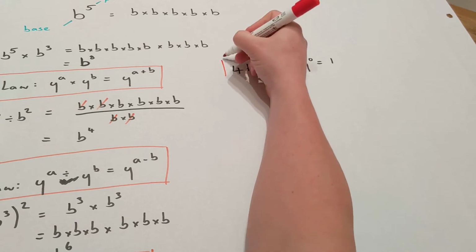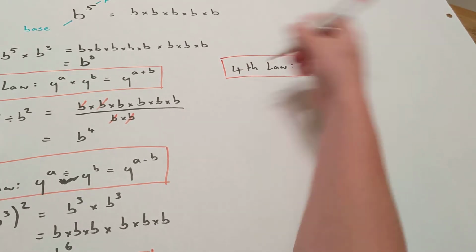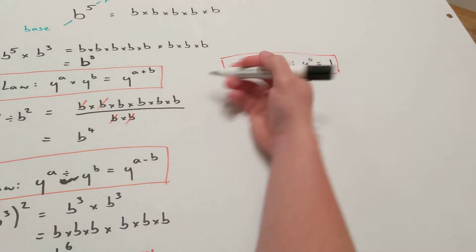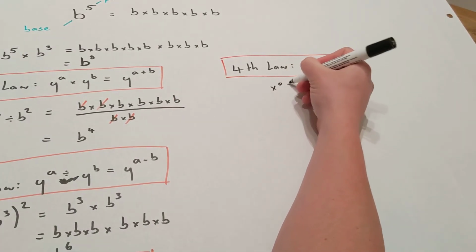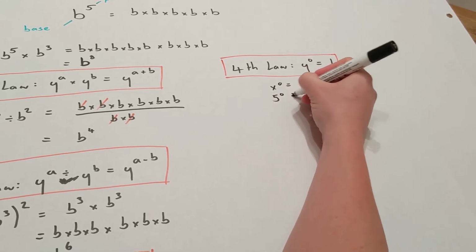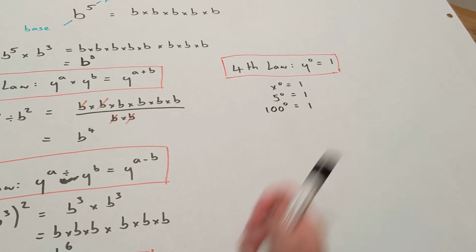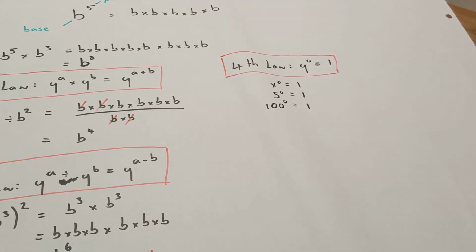So it doesn't matter what your base is, anything to the power of 0 equals 1. So x to the power of 0, that equals 1. 5 to the power of 0, that equals 1. 100 to the power of 0, that equals 1. Okay, that's your fourth law.